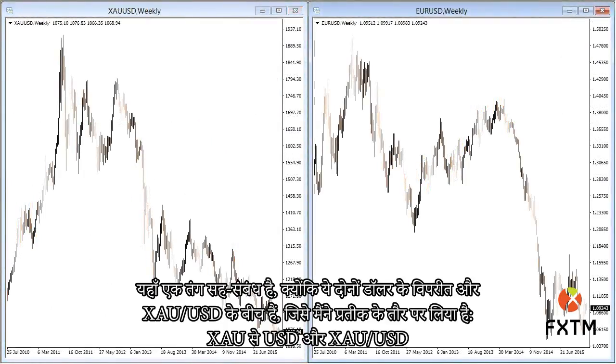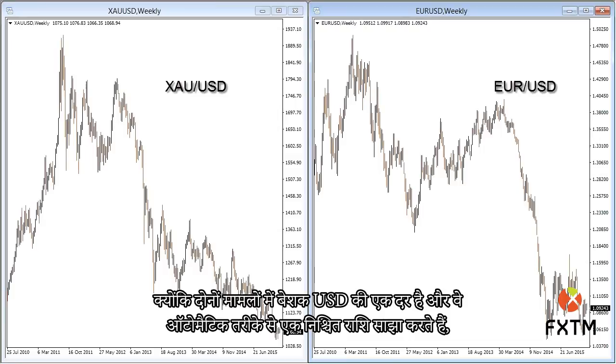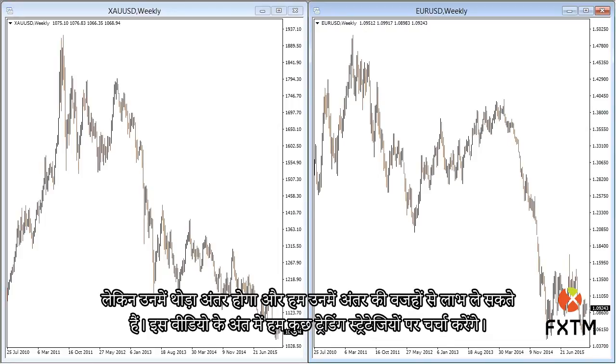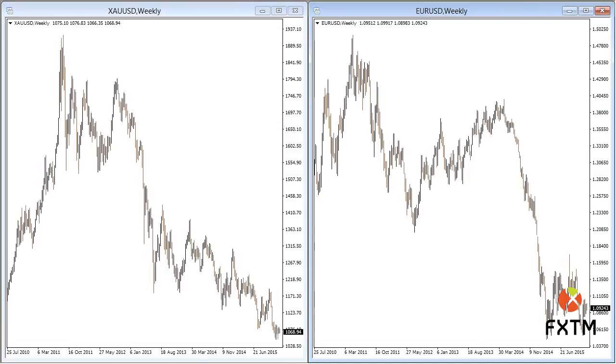Now, similarly, there is a tight correlation, because they're both contrasted with the dollar, between gold to the dollar, which here I have as the symbol XAU to the US dollar, and the euro to the US dollar. Because the US dollar is, of course, the quote in both cases, they are going to share a certain amount of correlation just automatically, but they will differ a little bit, and we can take advantage of the reasons why they may differ in some trading strategies that we're going to discuss later in the video.